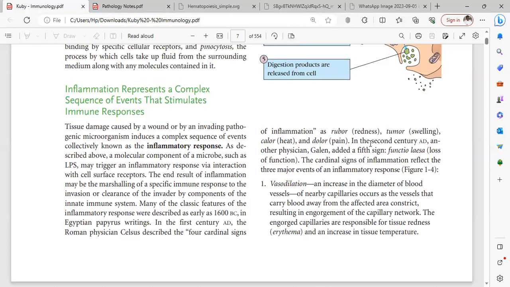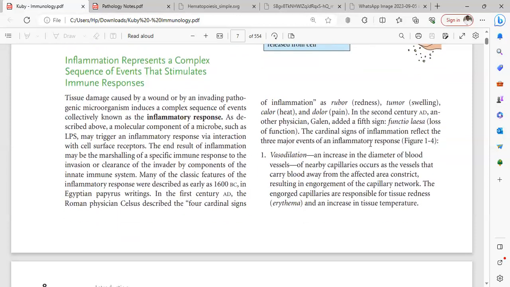And then we have these 3 inflammatory responses as a result of the inflammation. The cardinal signs of inflammation reflect the 3 major events of an inflammatory response. An inflammatory response is a result of tissue damage that is either caused by a scraping of the skin, and the skin acts as a protective barrier.